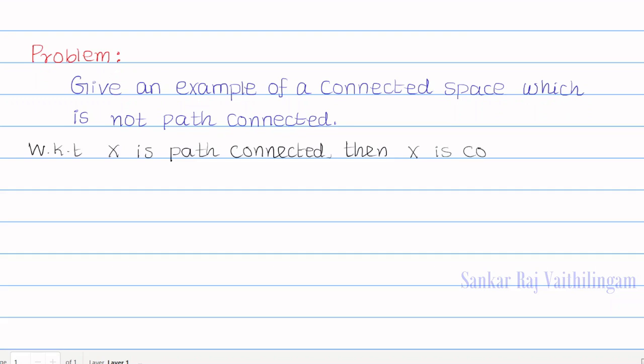We have seen this. Connected. Okay, but the converse is not true. So we are going to give an example of a topological space which is connected but not path connected. The famous example is the topologist's sine curve. This is an example of a connected space which is not path connected. So that we will prove today.